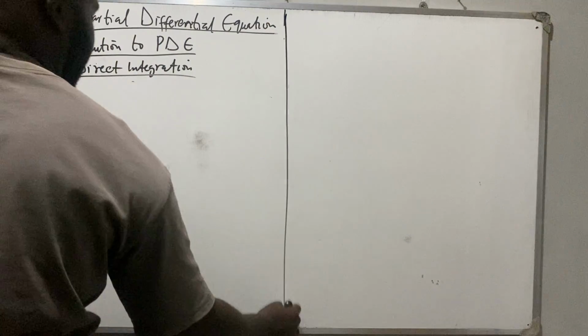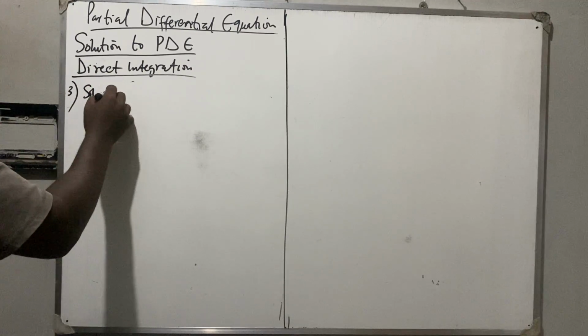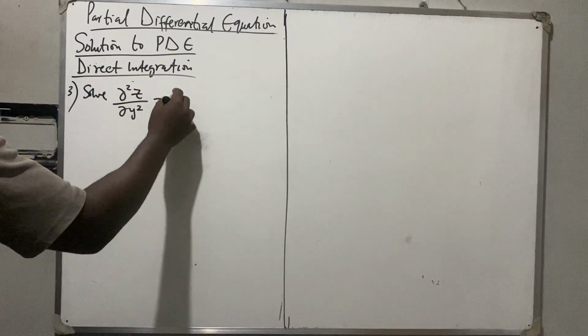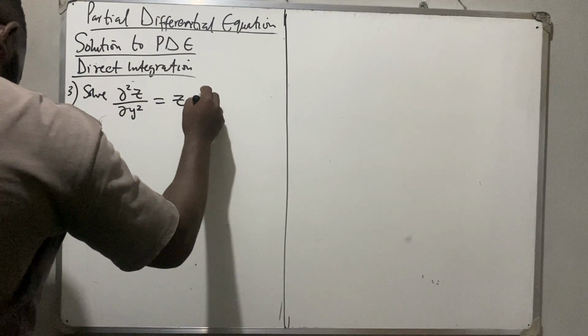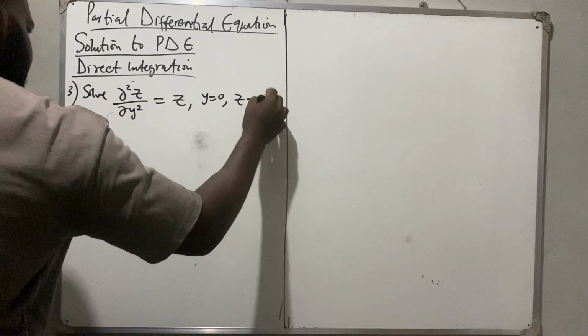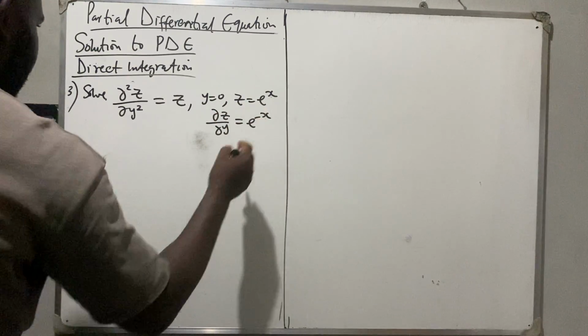Question number 3 said we should solve the partial squared z over partial y squared is equal to z. Okay, and then they told us that y is equal to 0 when z is equal to exponential x, and then partial z over partial y is equal to exponential minus x.